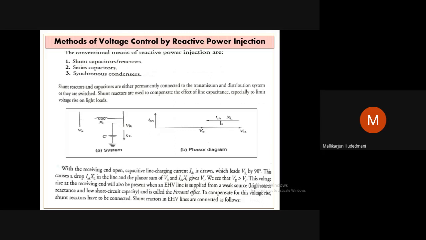So this drop is compensated by the capacitor connected to the bus itself. Shunt reactors and capacitors are either permanently connected to a transmission line or appropriately switched on or off as and when the need arises. The total effect of connecting a capacitor to the line is to compensate lagging VAR with the leading VAR that we switch onto the line, such that the compensation improves the voltage profile. It may happen like this.